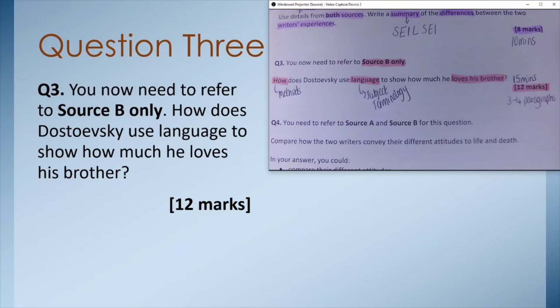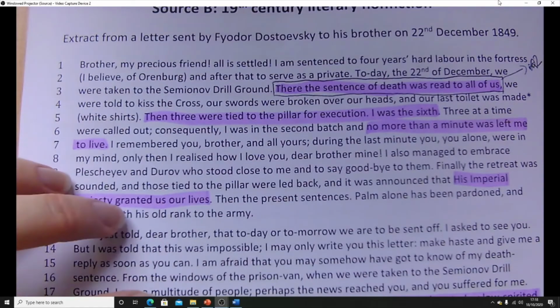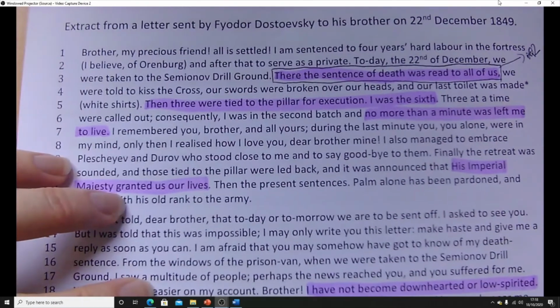So I will again put up the visualizer so it's all focused on that, and I'm going to be pulling source B in front of me so I can highlight anything to do with how this writer loves his brother. Okay, so source B then, and as I said, I want to keep that question in front of me as well. I'm looking at all the ways in which the writer expresses love for his brother. So even from the beginning here, I can already see some points that I'm going to be highlighting.